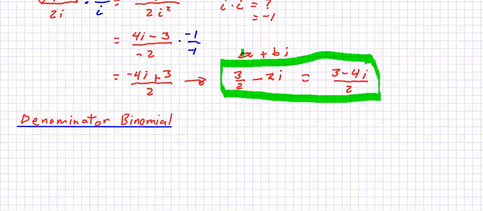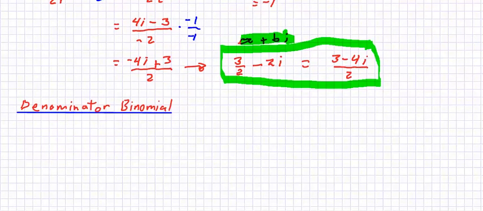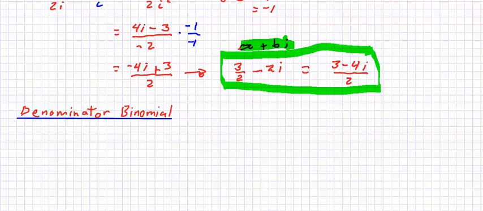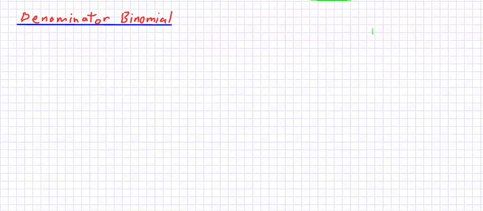What's important is that we always write it in a plus bi form. We have a, the real part, plus the imaginary part, or in this case, subtraction. All right, that's the first type of problem, and it's pretty simple. We're just getting rid of i in the denominator. The second type, first of all, though, before I show you an example, I want to look at a multiplication problem, 2 plus 3i.